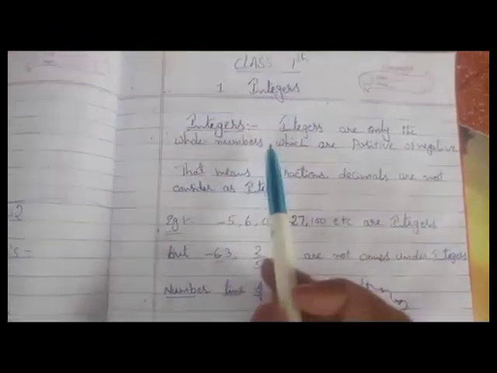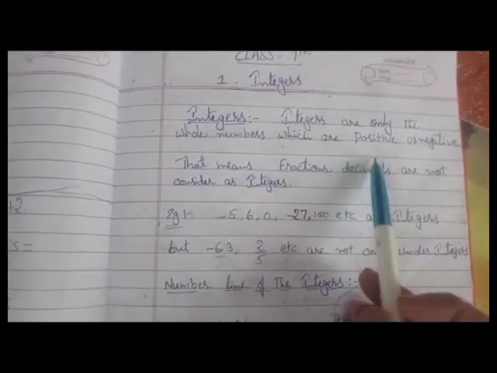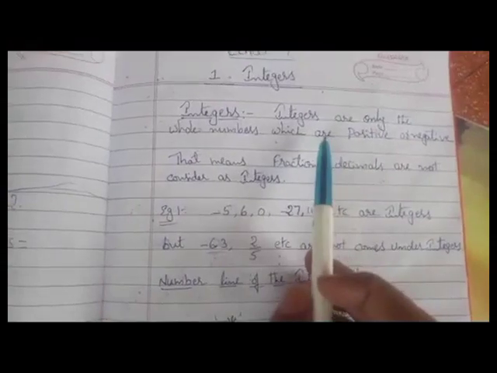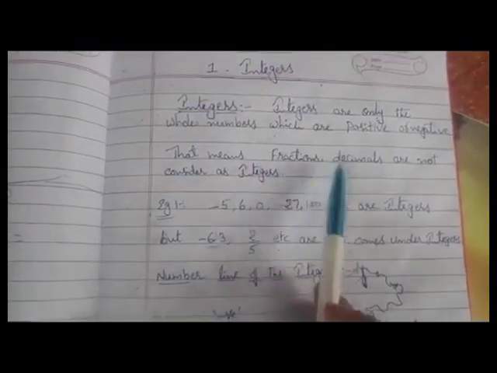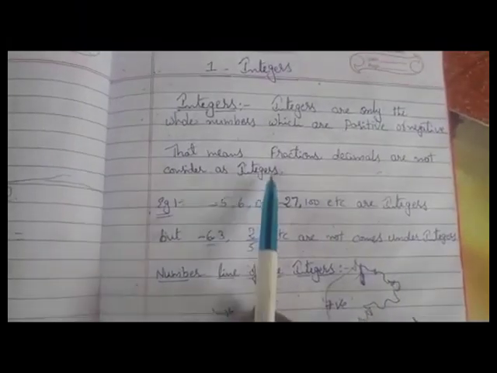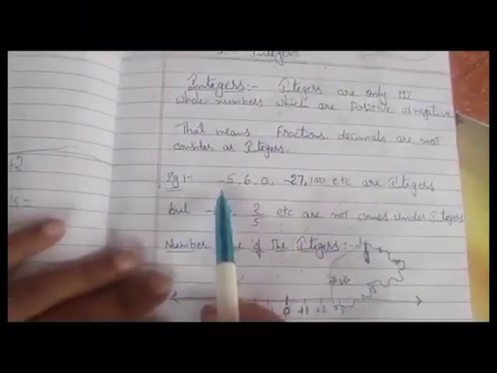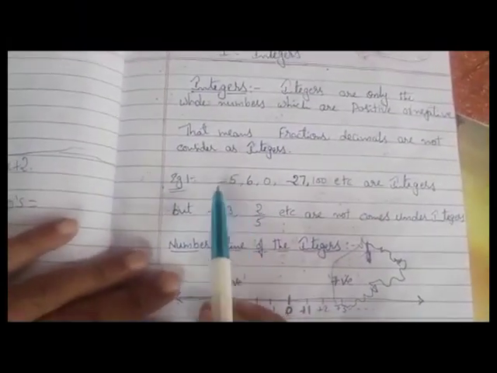What are integers? Integers are the combination of positive and negative numbers, both including 0. That means we can't consider fractions and decimals as integers. Suppose I am going to explain with some examples.